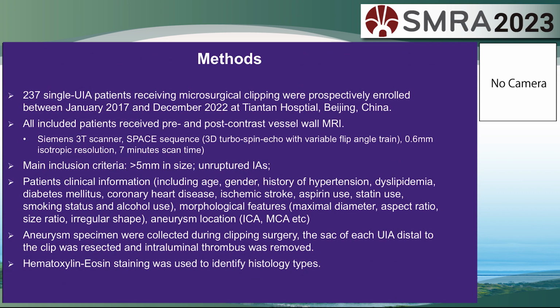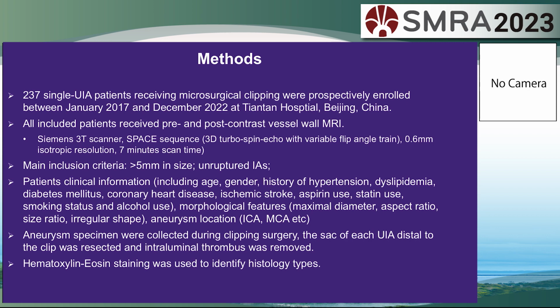We included 237 UIA patients who had microsurgical clipping between 2017 and 2022 at Tiantan Hospital in Beijing. All included patients received pre and post contrast enhanced vessel wall MRI on a Siemens 3T scanner using a SPACE sequence, which is a 3D turbo spin echo sequence with variable flip angle train, 0.6 millimeter isotropic resolution and 7 minute scan time. The main inclusion criteria were more than 5 millimeters in size and unruptured IAs.